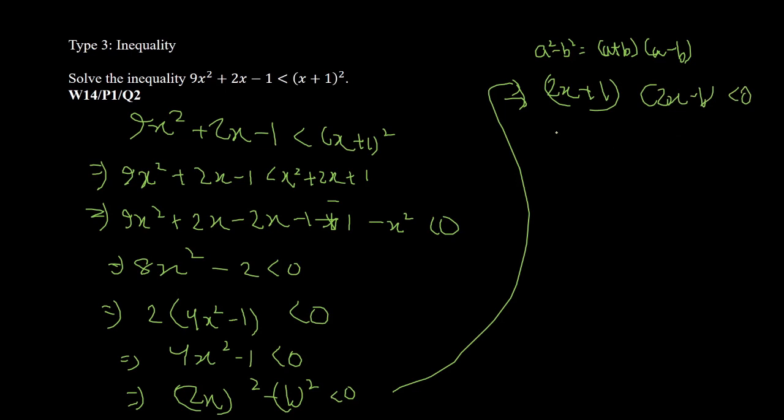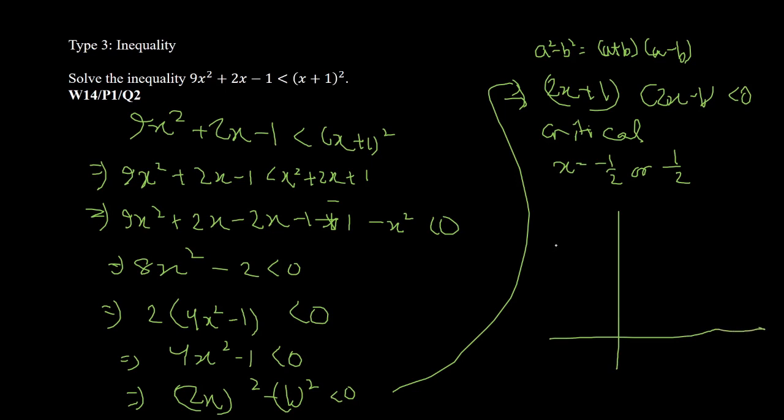In this case, your critical values of x are going to be either minus half or plus half. So if we now draw the graph of this one, it would technically look something like this. I drew a minimum graph because the x squared coefficient is greater than 0. So this is minus half and this is plus half.